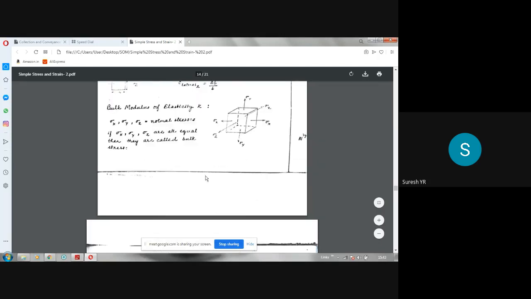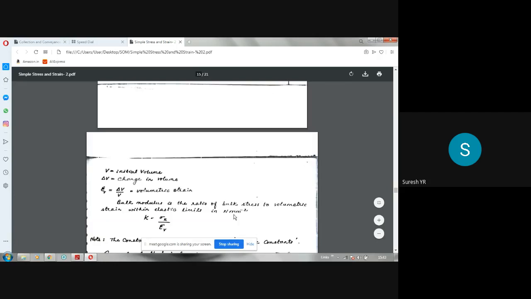What is bulk stress? When the stress in all the directions are equal, then we say that it has the bulk stress. So there will be change in volume in that case. So its unit is also Newton per mm square, because sigma k is expressed in Newton per mm square. Epsilon v does not have any unit. Change in volume will be in millimeter cube. Initial volume also will be in millimeter cube. So there is no unit for volumetric strain.